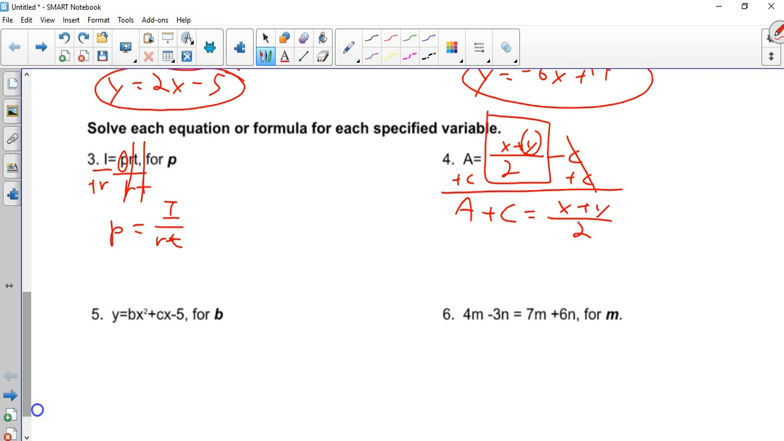Now, I need to get rid of the x, but first I need to get rid of this 2. And I'm going to do that by multiplication, because that cancels. Which is going to be over here. Don't forget that it gets distributed to the a and c.